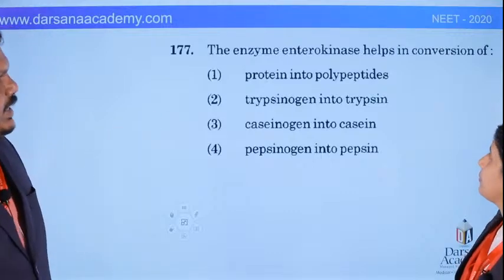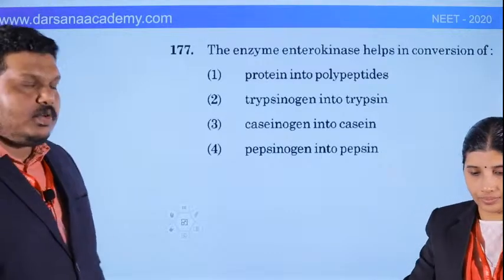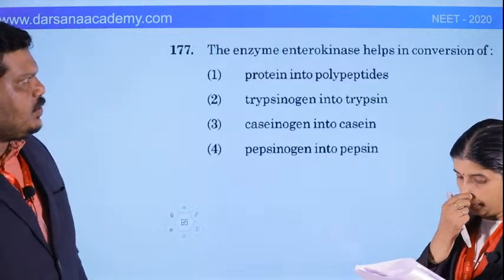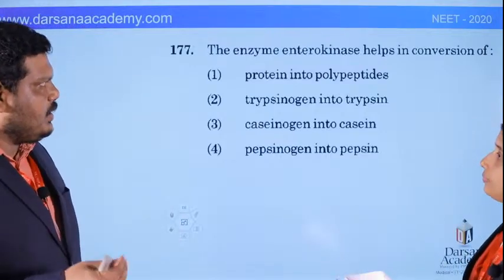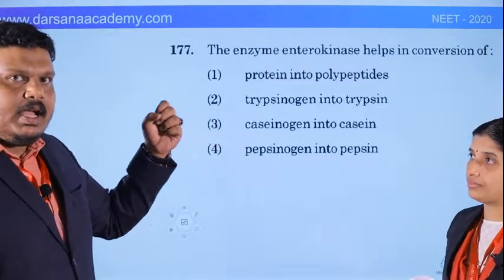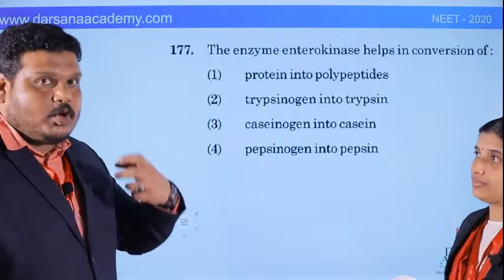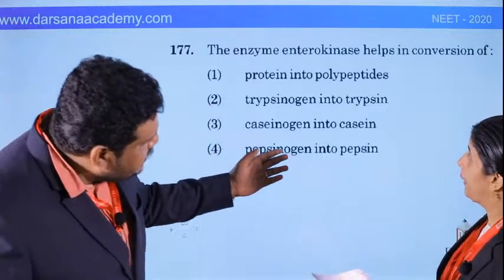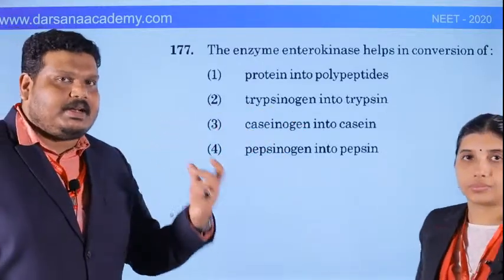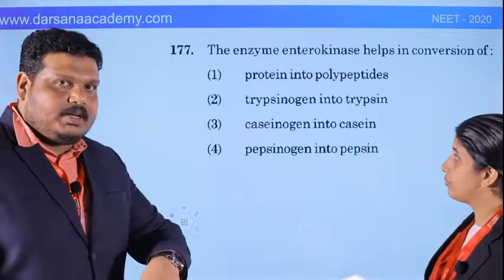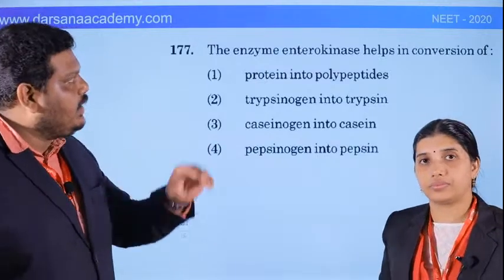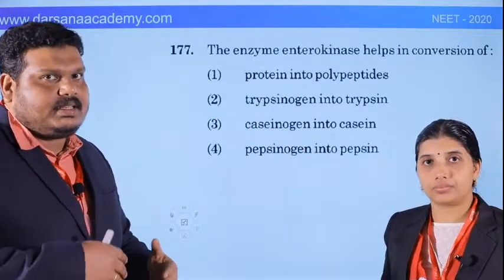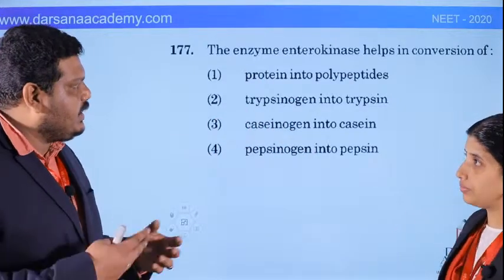The enterokinase helps in the conversion of what? Entero means intestine, and kinase means activation. Proteins are converted into polypeptides in the stomach itself, and the stomach and intestine are quite different. So trypsinogen into trypsin. Trypsinogen is from the pancreas and is released to the duodenum, the starting portion of the intestine. Trypsinogen is converted to trypsin by the action of enterokinase. Kinase means taking an action over some kind of substrate.